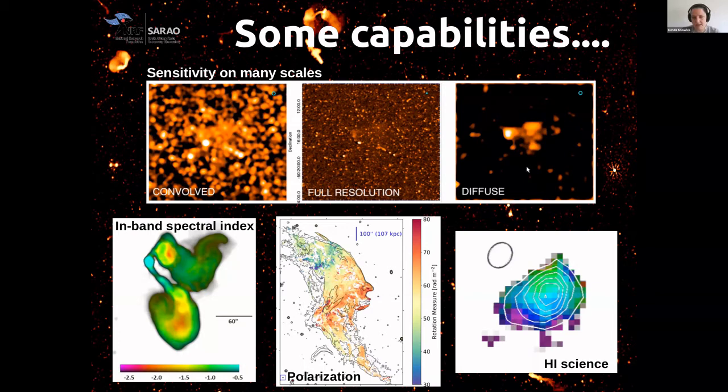This is something we've implemented with the data in many cases, but these filtered images are not being made public at this stage. I'm happy to discuss it with people who are interested, but it's a very quick Python procedure to get this type of image. So that's surface brightness sensitivity, and sensitivity on many scales, both fine scale and large scale.